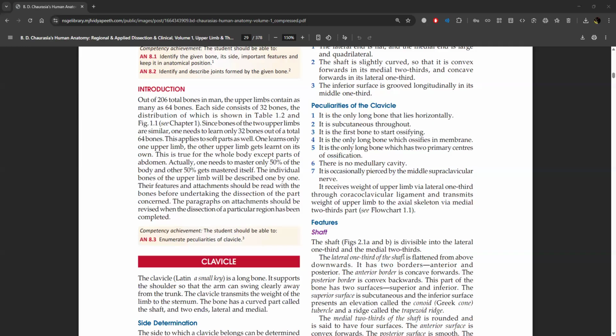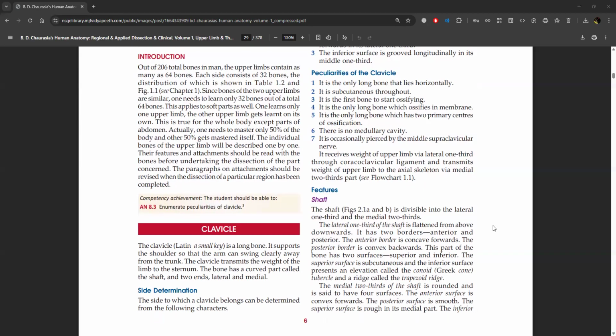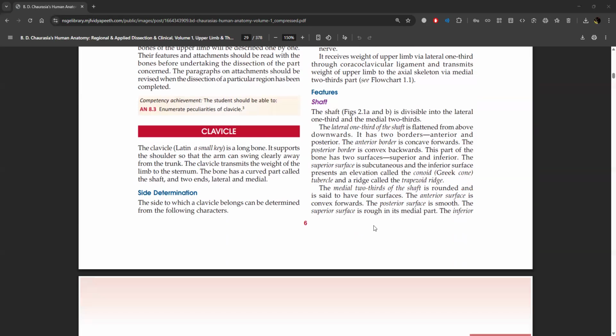Number 7. It is occasionally pierced by the middle supraclavicular nerve. It receives weight of upper limb via lateral 1/3 through coracoclavicular ligament and transmits weight of upper limb to the axial skeleton via medial 2/3 part. See flowchart 1.1. Features. Shaft.